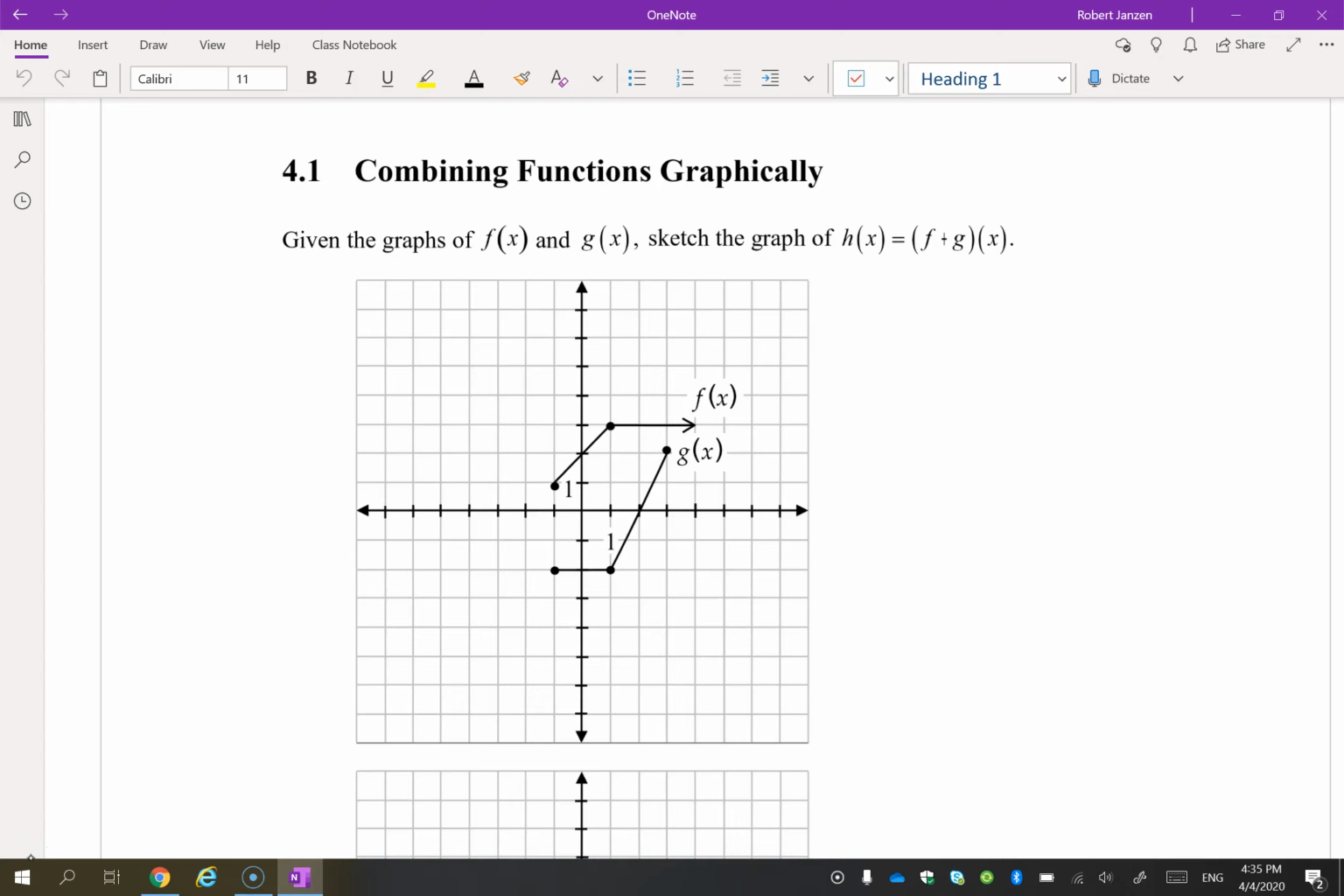And then we'll move on to the big one, the logs and exponents. That's an important lesson for future math. But let's get into this one.